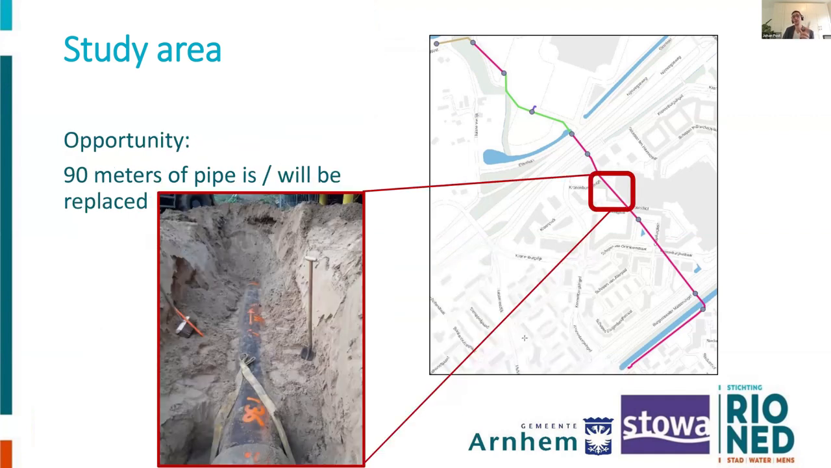Thank you. But what really made this pipeline unique was the fact that about 90 meters of it was going to be replaced anyway. So that really gave us an opportunity to dig up the pipe, extract different pipe segments, and do some extra research on that. Next one, please.